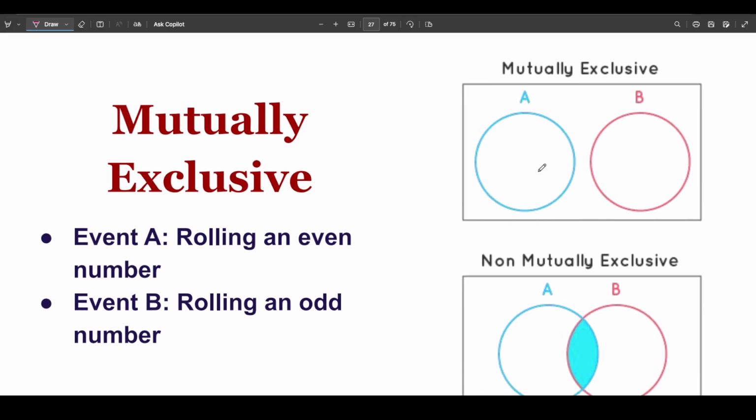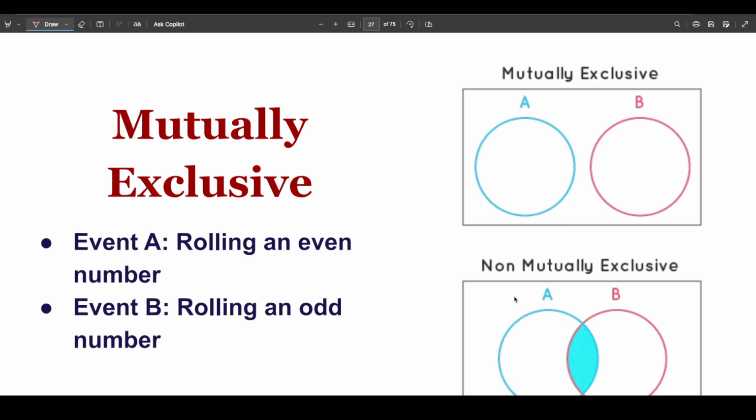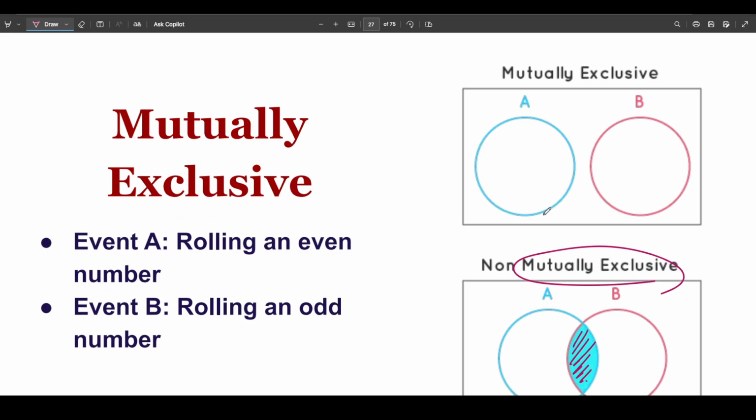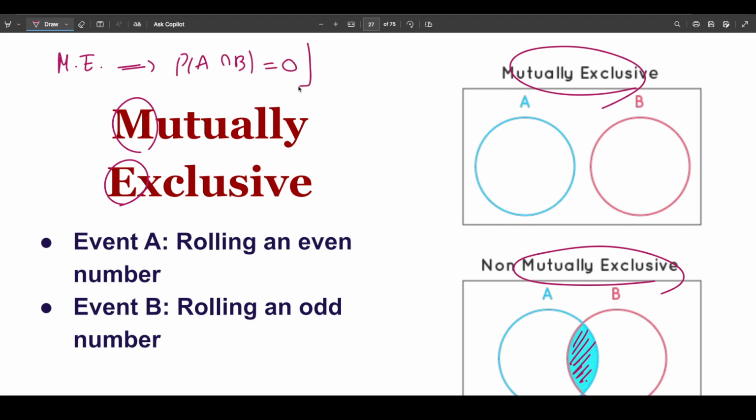Mutually exclusive events. Remember, it's not always the case that A and B have something in common. Here we have something in common, so these are not mutually exclusive. But if there is nothing in common between two events, they are mutually exclusive. Anytime you see the term mutually exclusive in your questions, you have to say probability of A and B equals 0. Remember, you have to turn the words from the English language to the math language.